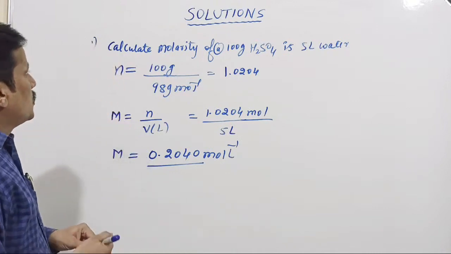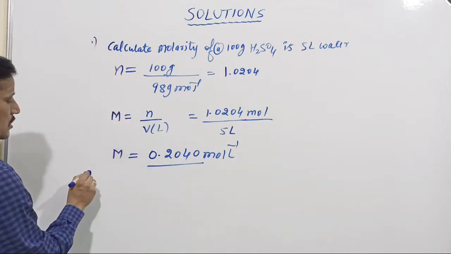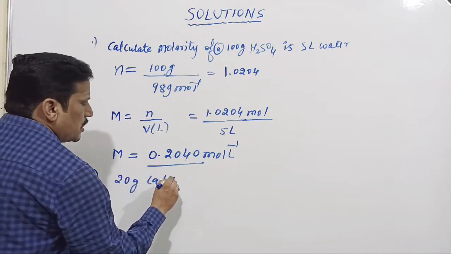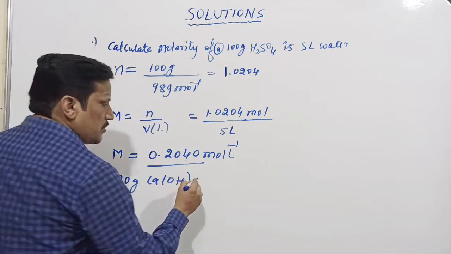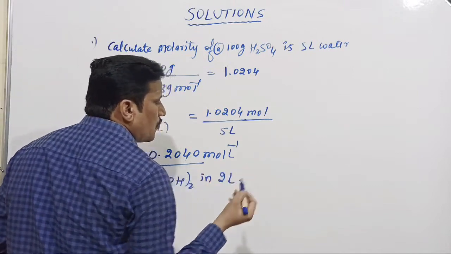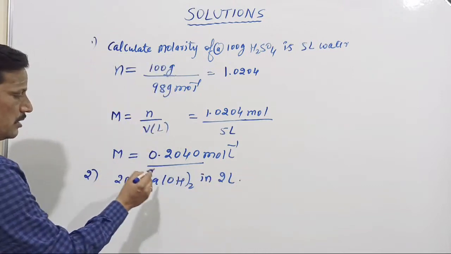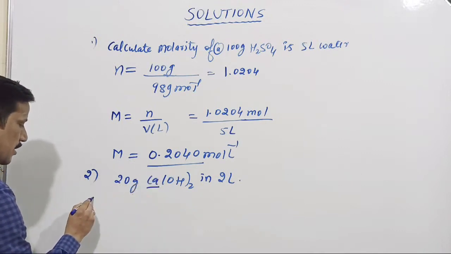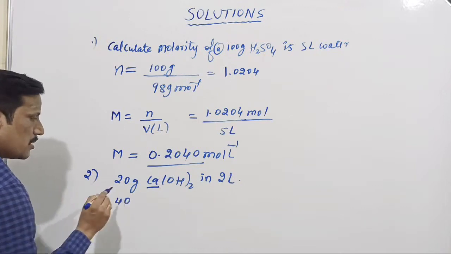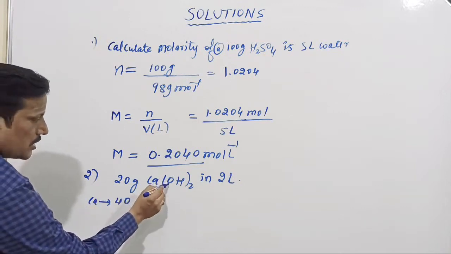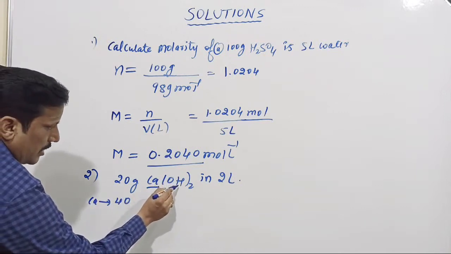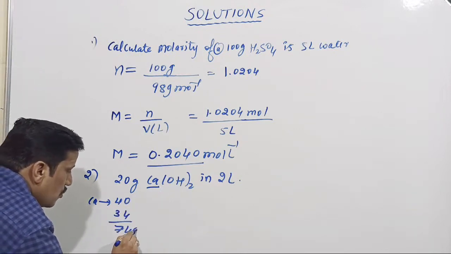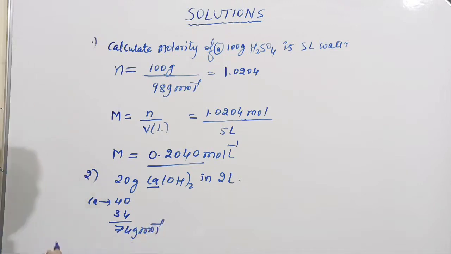Right? So the second homework problem was calcium hydroxide: 20 grams of calcium hydroxide in 2 liters of water. The molecular mass of calcium hydroxide is different. The atomic mass of calcium is 40, oxygen is 16, hydrogen is 1, so OH is 17, 17 into 2 is 34. Together it comes to 74 gram per mole.